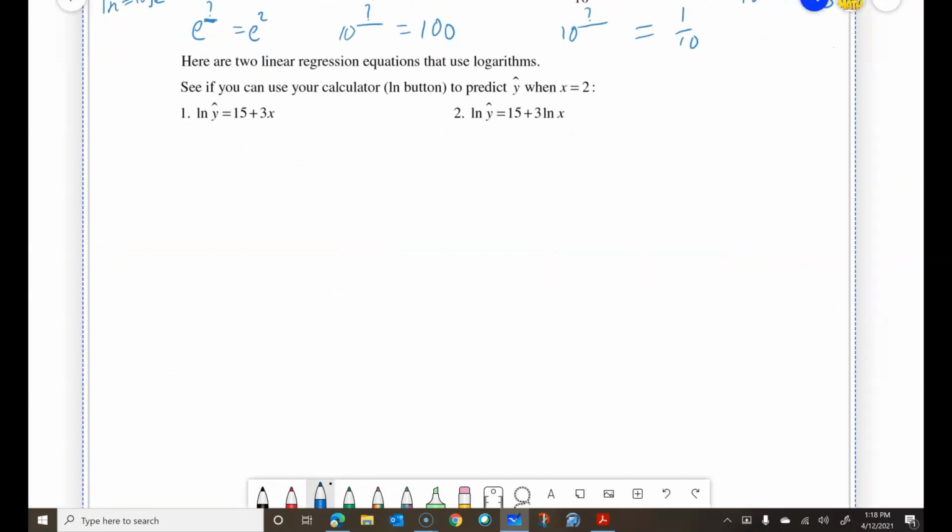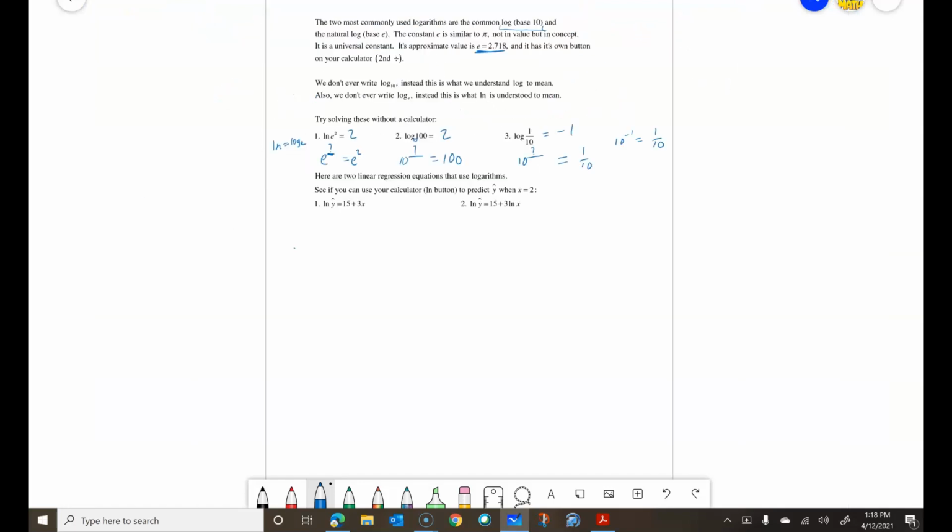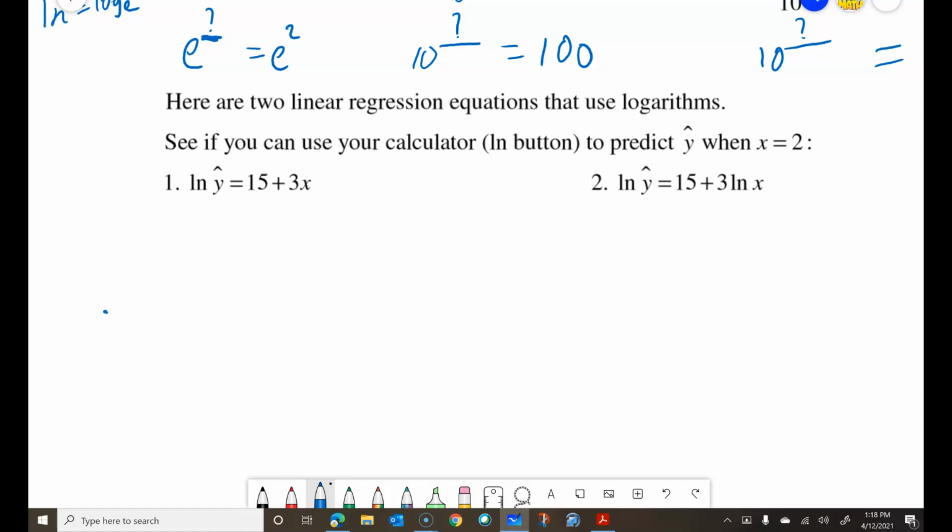So one of the things that we really need to be able to do is take a situation where we have an equation, we want to make a predicted value. So in this case here, we have natural log of y hat, but what we want to do here is predict what y hat is. And I want to do this when x equals 2. So how would I do that?